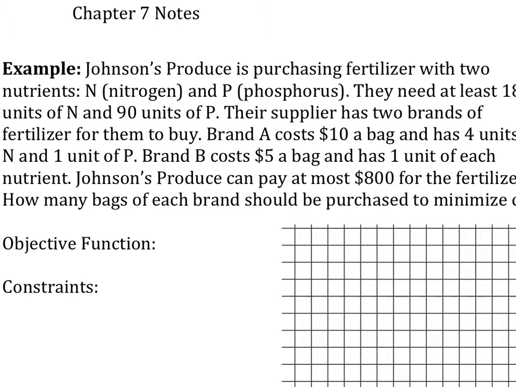Brand A costs $10 a bag and has 4 units of N and 1 unit of P. Brand B costs $5 a bag and has 1 unit of each nutrient. Johnson's Produce can pay at most $800 for the fertilizer. How many bags of each brand should be purchased to minimize costs?